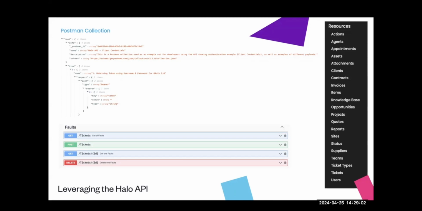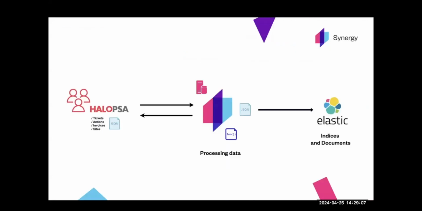So once we got to the point where we worked out what we wanted to do, it was a case of creating an application. So I wrote an application that sits on our systems that polls the APIs at Halo every 5 minutes. And it's specifically using these ones here. And it's pulling live JSON data. So every ticket that gets logged, every action, every invoice, every site that gets updated, every client that gets updated or created gets pulled back to our servers.